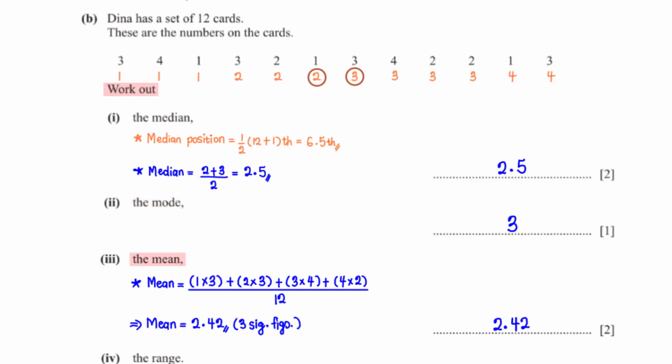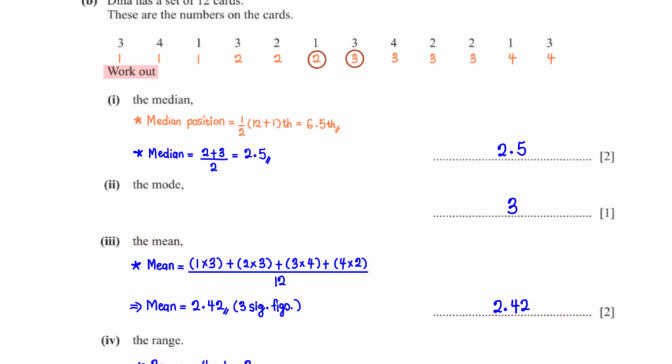Work out the mean. The mean is equal to the total sum of the numbers on the cards, which is 1 times 3 plus 2 times 3 plus 3 times 4 plus 4 times 2, divided by the number of cards, which is 12. When we type this into the calculator, we get 2.42 rounded to 3 significant figures.